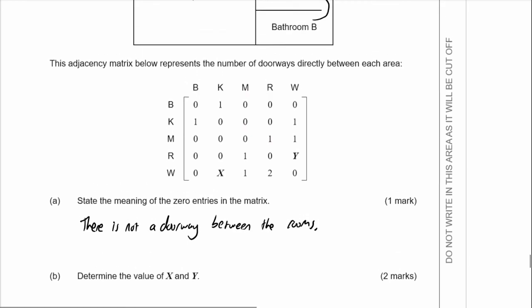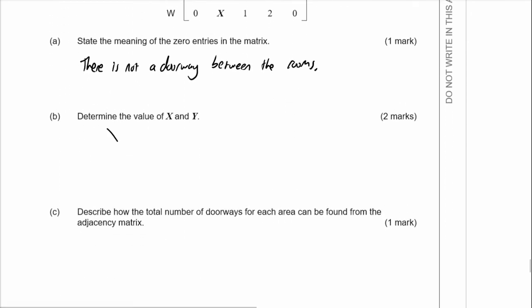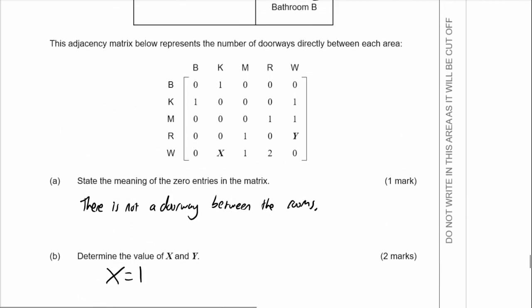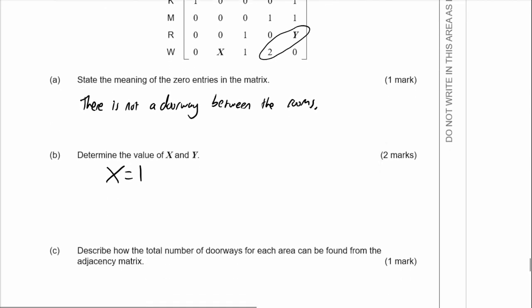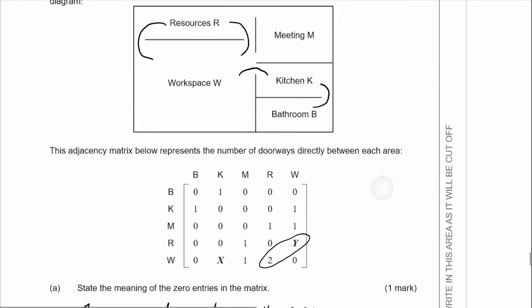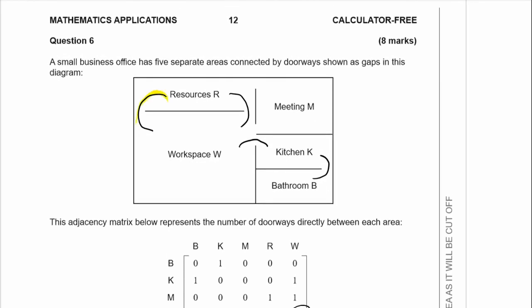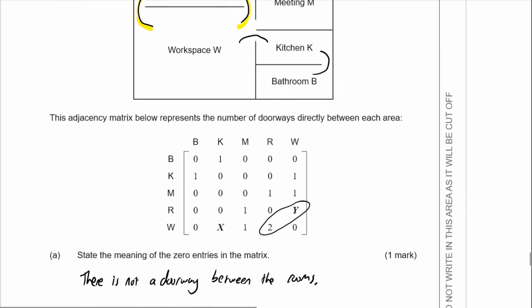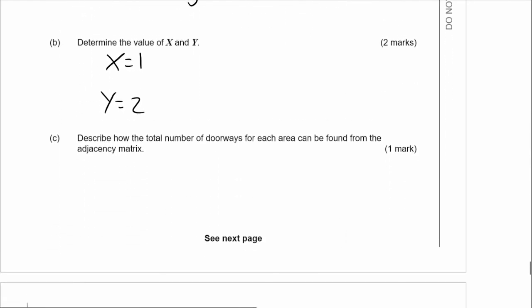Alright, determine the value of x and y. So x is W and K. So how many ways can we get from W into K? Well, there's one way. So x is 1. And then y. Well, we know that the graph is symmetrical, just an FYI. So we know that y is automatically 2. But we know that to get from R to W, there are 2 ways that we can get from R to W. So we can go this way or that way over there. There's 2 ways to think about that one there, but we just know that we've done y correctly because the adjacency matrix should be symmetrical about the lead diagonal.